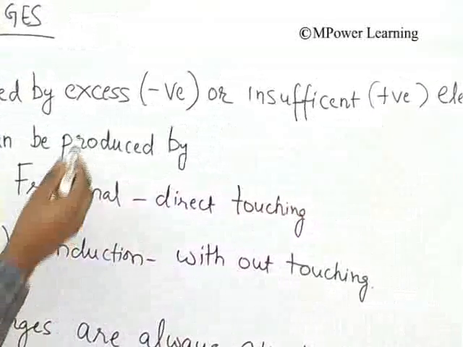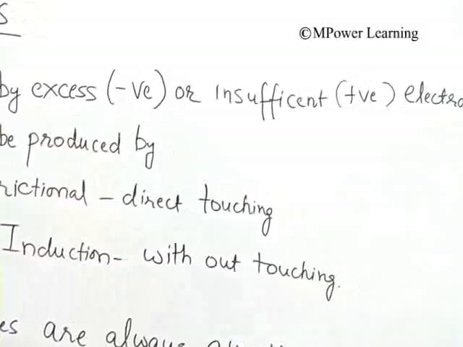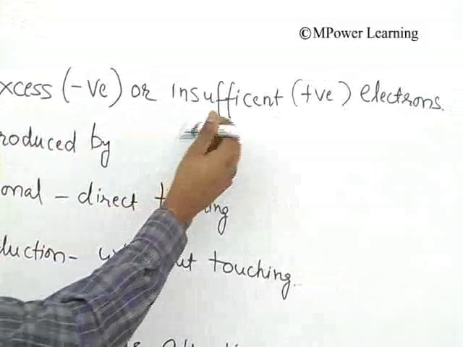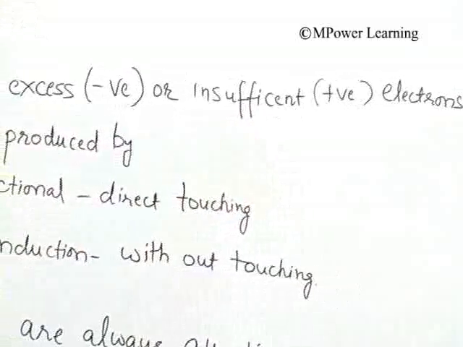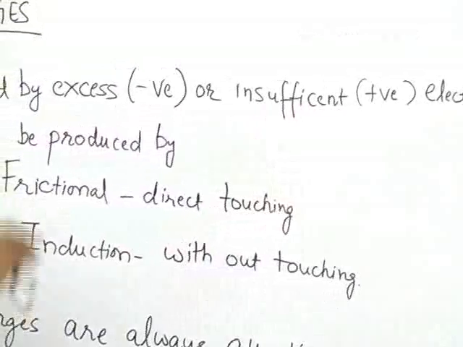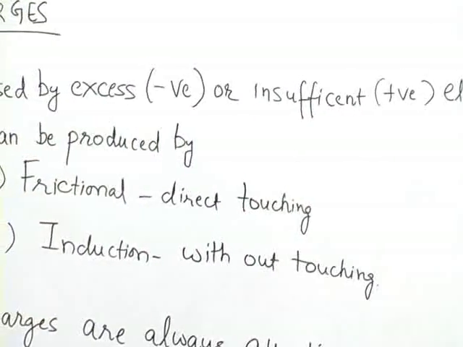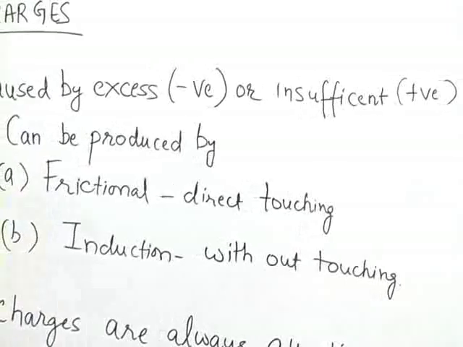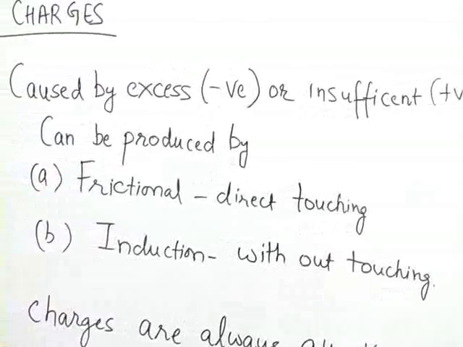If there are excess of electrons, then the material acquires a negative charge, and if there are insufficient number of electrons, then the material acquires a positive charge. That is the first and most important point about charge. Now the second thing, how can charges be produced in a material? So there are two possible ways.